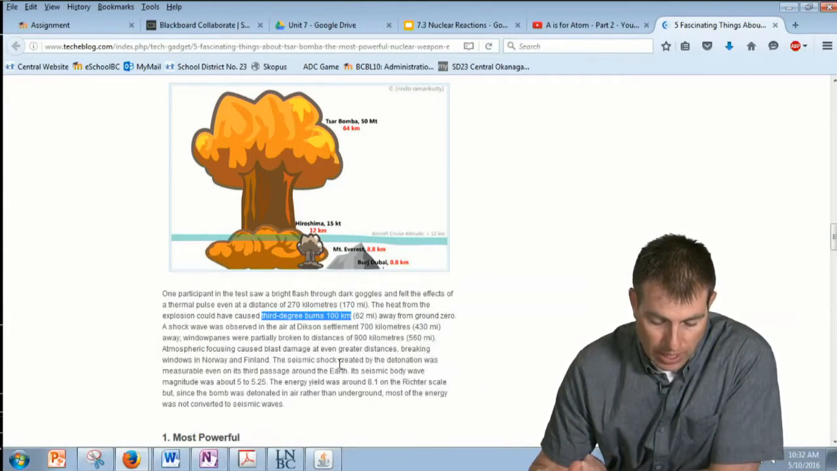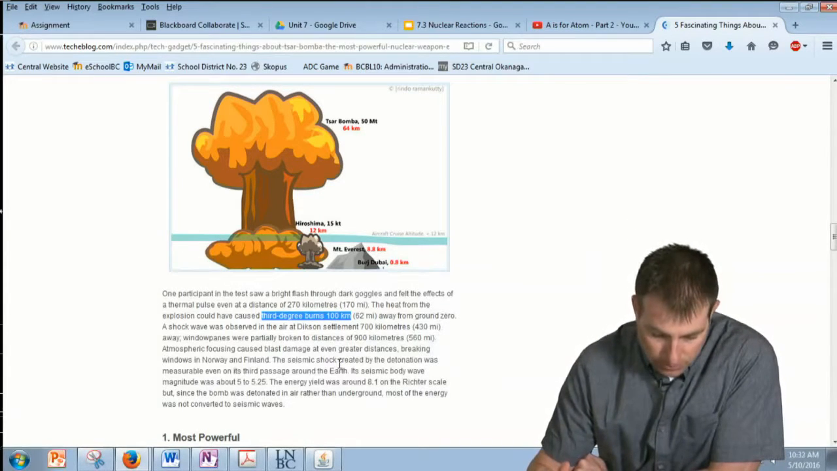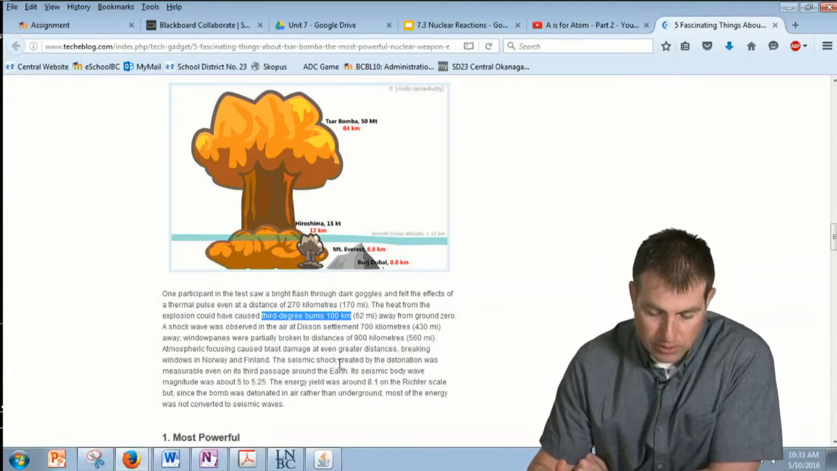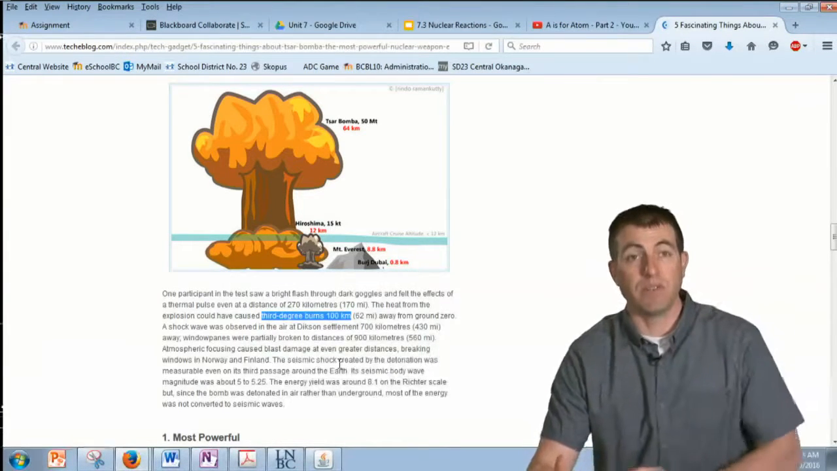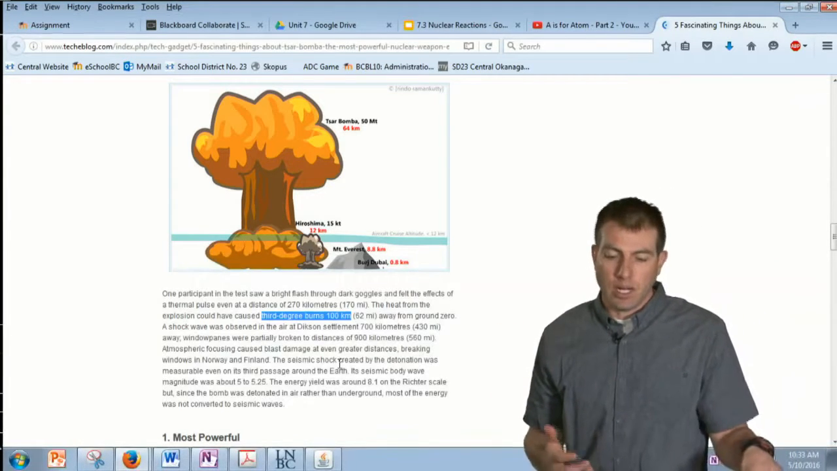Shockwave absorbed in the air, and you could literally see the shockwave 700 kilometers away. And window panes were broken at distances of 1,000 kilometers away, even in parts of Norway and Finland. 1,000 kilometers. Think of something that's 1,000 kilometers away from Kelowna.